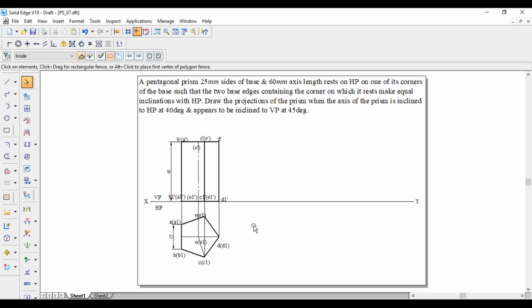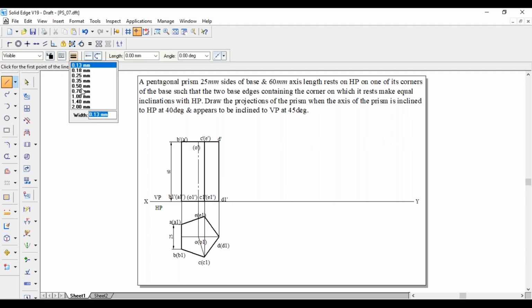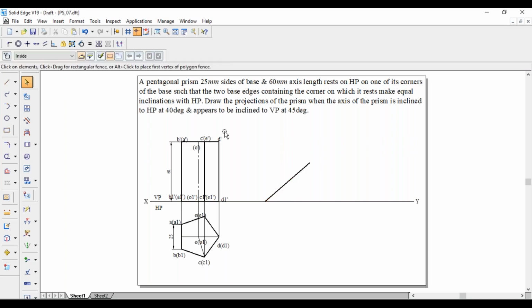For the second position, he has given the axis is inclined to HP at 40 degree. As the axis and these edges are parallel to each other, we'll go with D dash D1 dash. So draw a line of 60 mm, that is D dash D1 dash, at an angle of 40 degree. So 60 mm is the length, the angle will be 40 degree. Draw a line. This is D dash, this one is D1 dash.